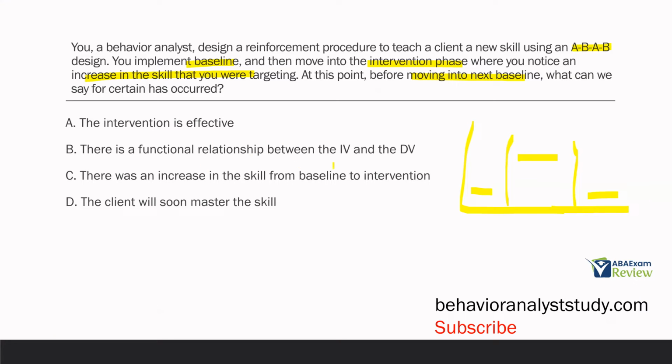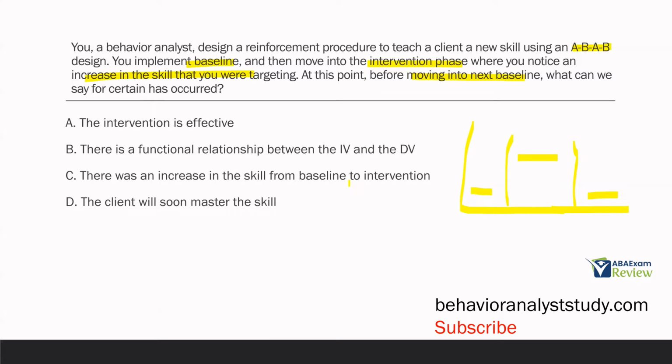B, there's a functional relationship between the IV and the DV. Without that reversal, we cannot claim a functional relationship because the only way we can know the true effect of that intervention, or at least start to get close, because it's hard to 100% know the true effect, but at least have a better idea, is through that reversal phase.